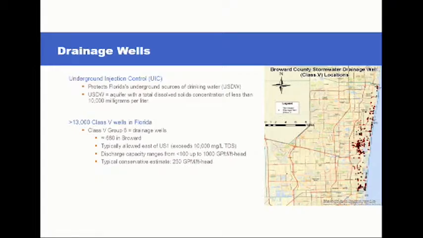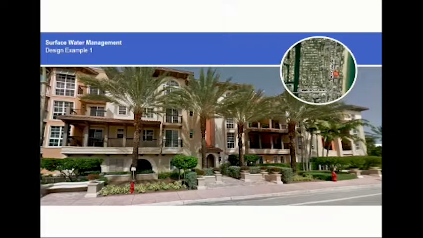Another tool that we use that's sort of immune or adaptable to sea level rise is called a drainage well. Now, we've got about 680 of these in Broward. They're predominantly east of US 1 right now. But as sea level rise occurs, we envision that moving farther and farther west, maybe as far west as I-95. Typically, today, drainage wells are anywhere from nothing, 80 gallons per minute or something, up to about 1,000 gallons per minute per foot head. We typically use a conservative estimate of about 250 gallons per minute per foot head for these wells. So I'm going to give you some practical examples.